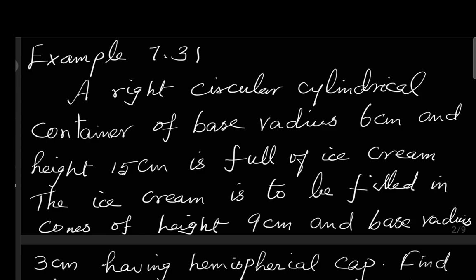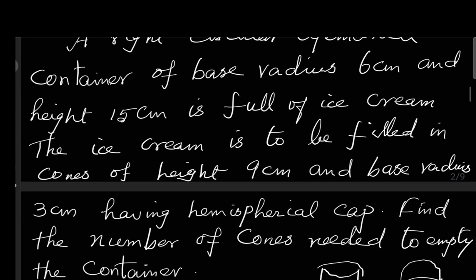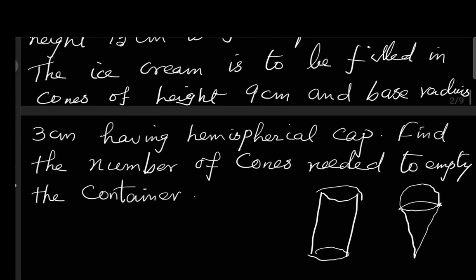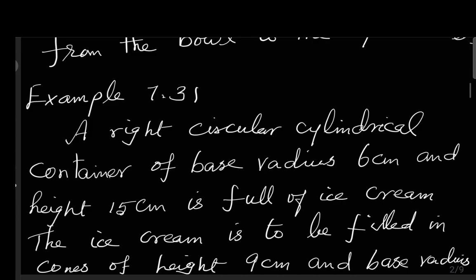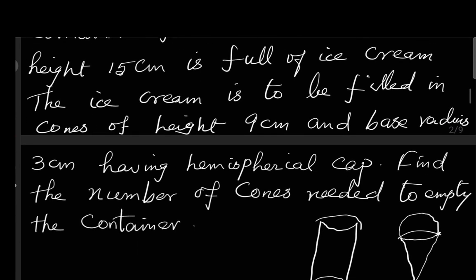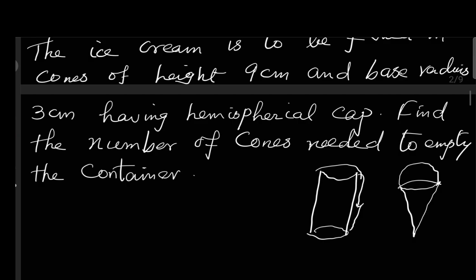Next is example 7.31. A right circular cylindrical container of base radius 6 cm and height 15 cm is full of ice cream. The ice cream is to be filled in cones of height 9 cm and base radius 3 cm having a hemispherical cap. Find the number of cones needed to empty the container. So in the cylindrical container the radius is 6 cm and the height is 15 cm.